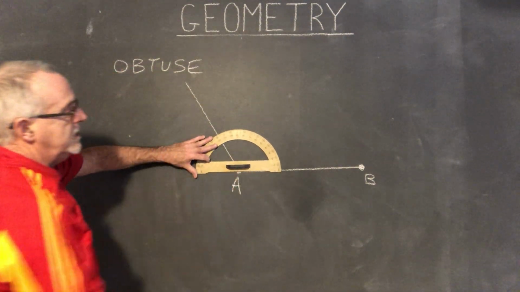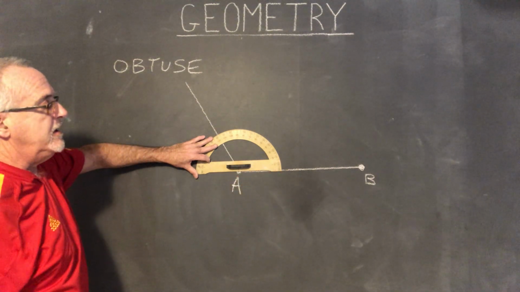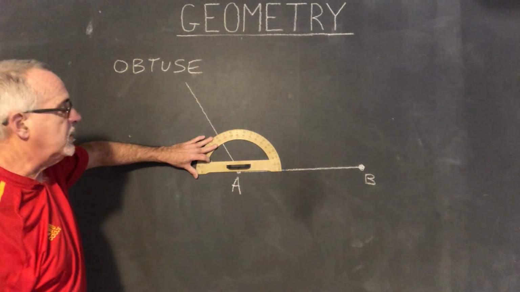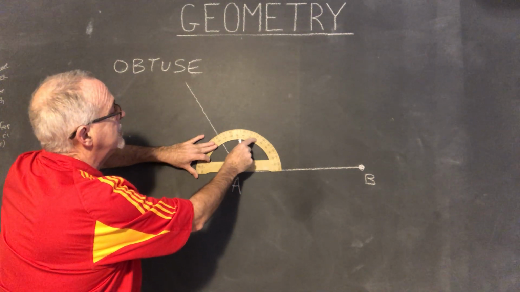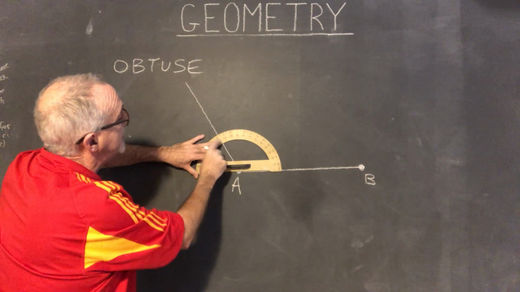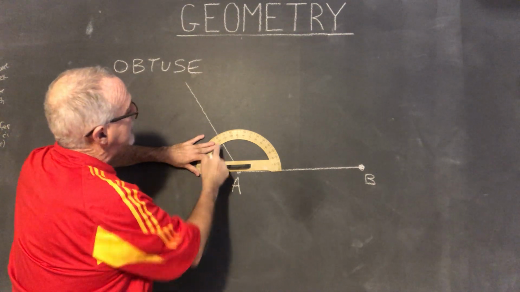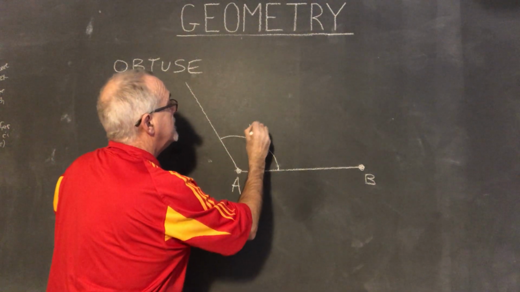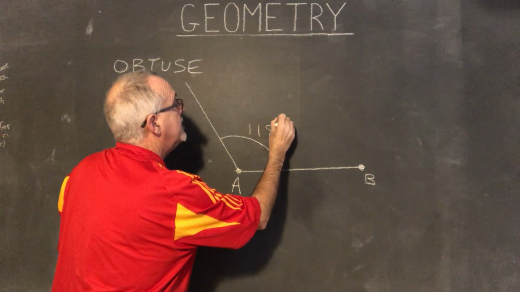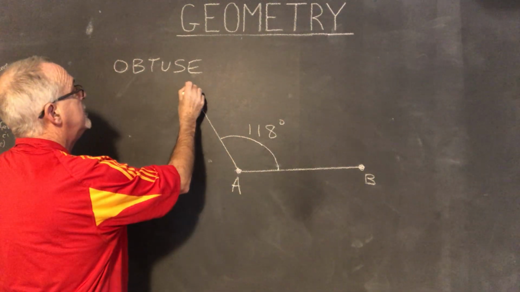So let's measure this angle. Set up the 0 dot on the vertex, set up the baseline on the line segment AB, which I've decided I'm using. And then I count up from 0, which means I'm on the inner numbers, and I count all the way up until I get to this line. And I think that line is happening right about 118. So I can label this angle as a 118 degree angle.